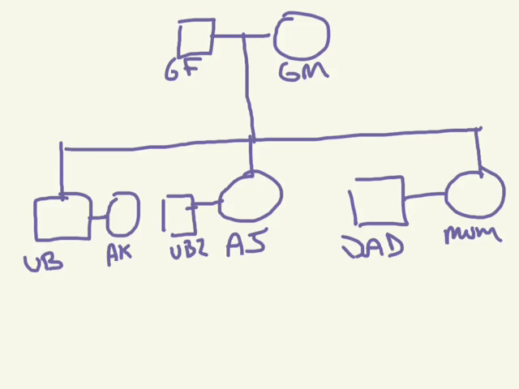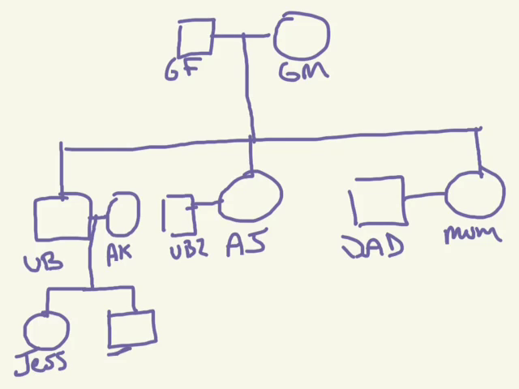Okay, so that's what that would look like. And then we're going to take it a step further. So my Uncle Bud and my Aunt Karen have 2 kids. They are Jessica, who is older than John. So Jesse's going to go over on the left, in this instance, John on the right.